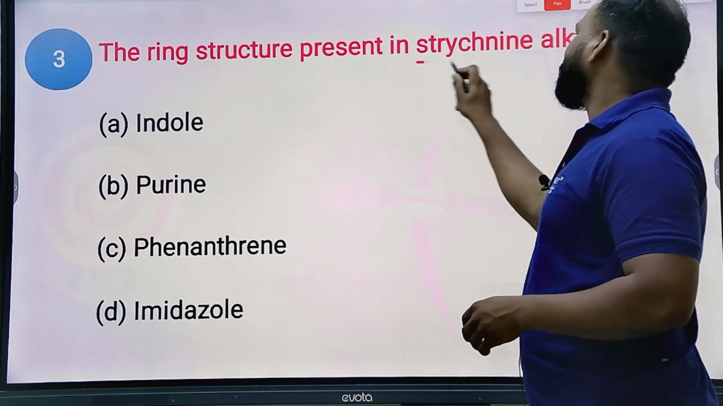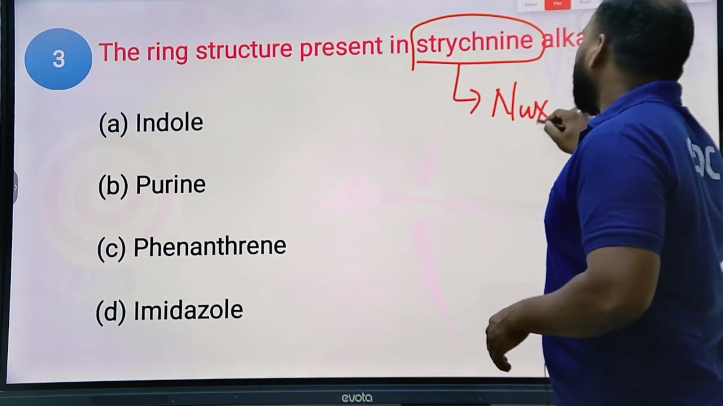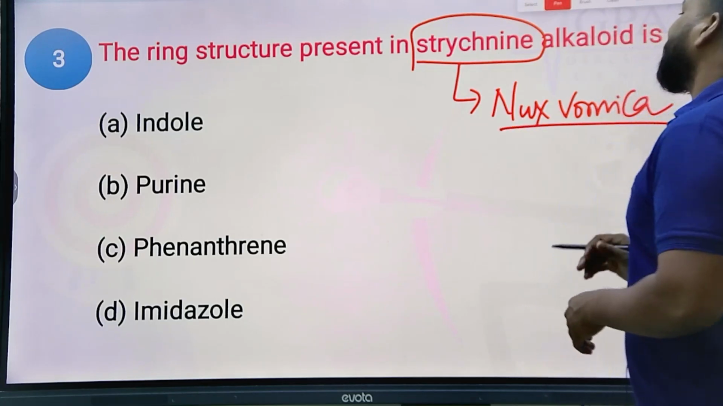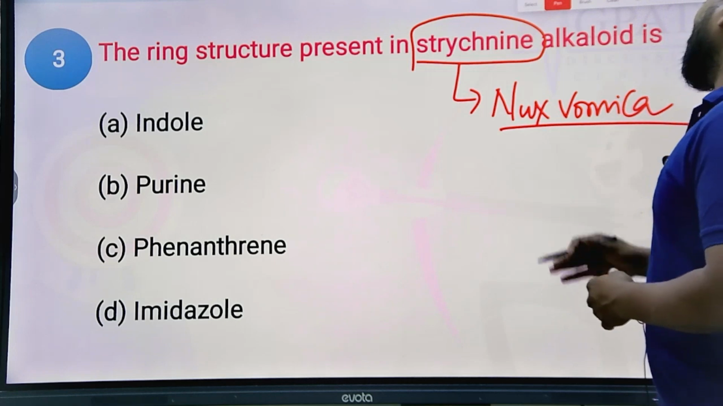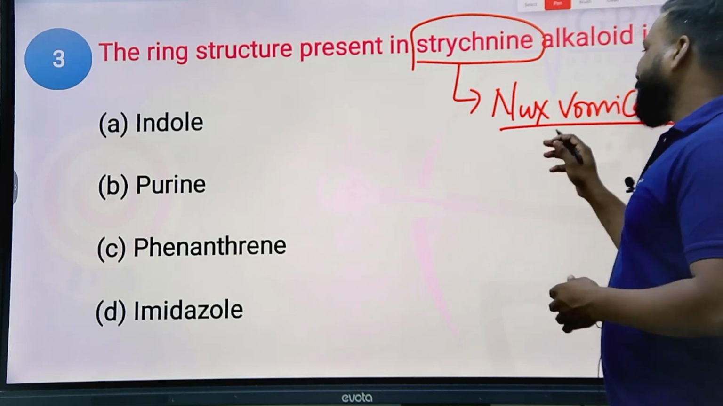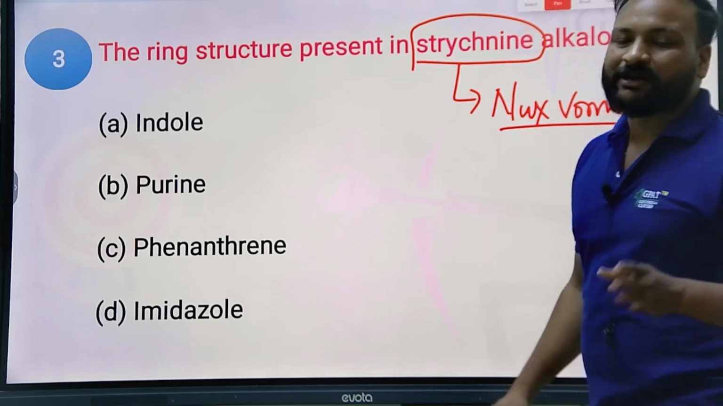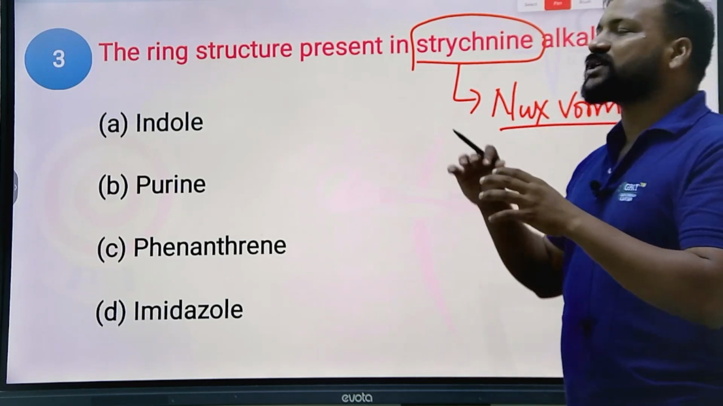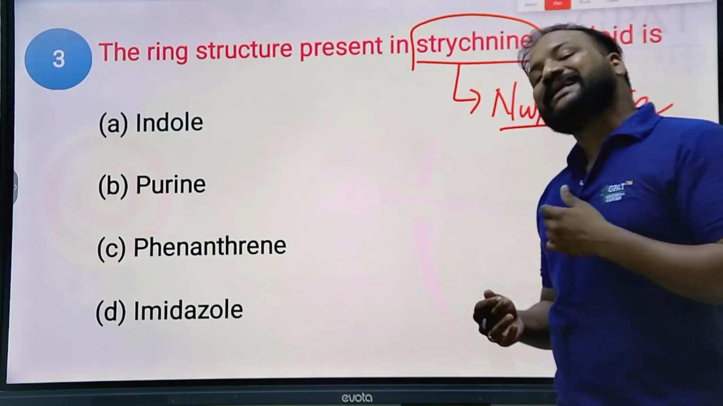Now, immediately, they gave the chemical name here, and you should check what type of plant it was, because in the classification we have mentioned the examples. Strychnine is obtained from Nux vomica. The source is Strychnos nux-vomica or Strychnos nux-splenda, belonging to family Loganiaceae. But what type of ring structure is present in it? In order to remember that, you should check the classification.